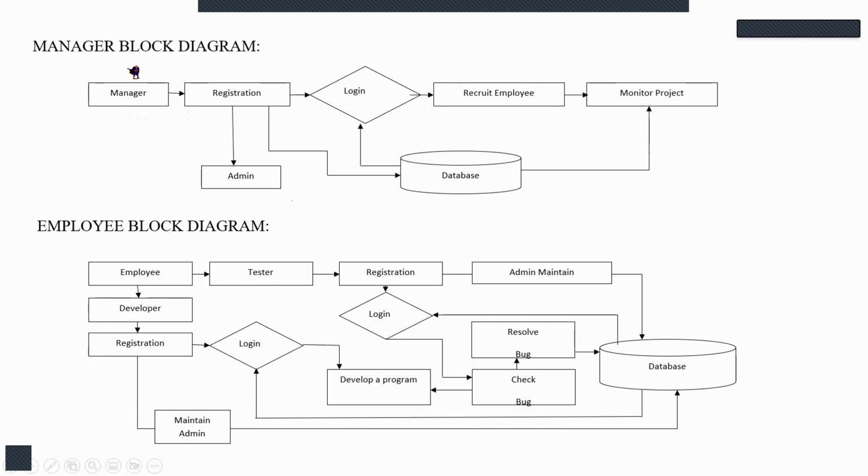And next is the employee. There are two types of employees: developer and tester. The developer develops the project and hands it over to the testers. The tester tests the project. If there are any bugs in it, he resolves them, and he will approach the manager. Next is the admin block diagram.